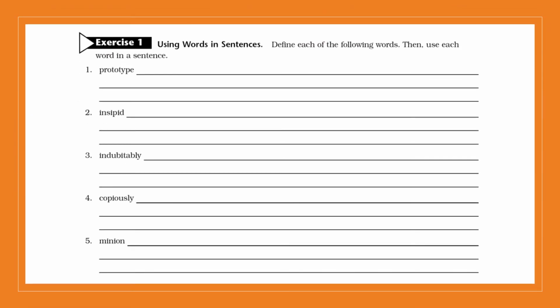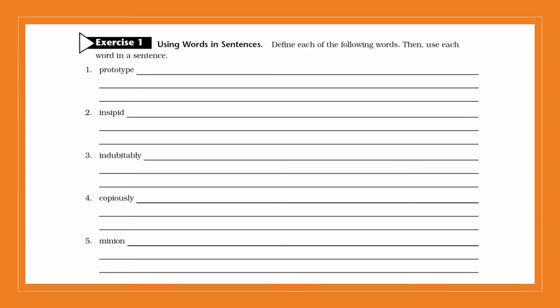So in the first exercise, we will try to apply the first technique that we've learned using words in sentences. So what should we do? We have those words from 1 to 5. We have to define each of the following words. So you can use your dictionaries to do so. And then we have to use each word in a sentence. So try to use them in your own sentences. If you didn't manage to do so, you are allowed to use your dictionaries.